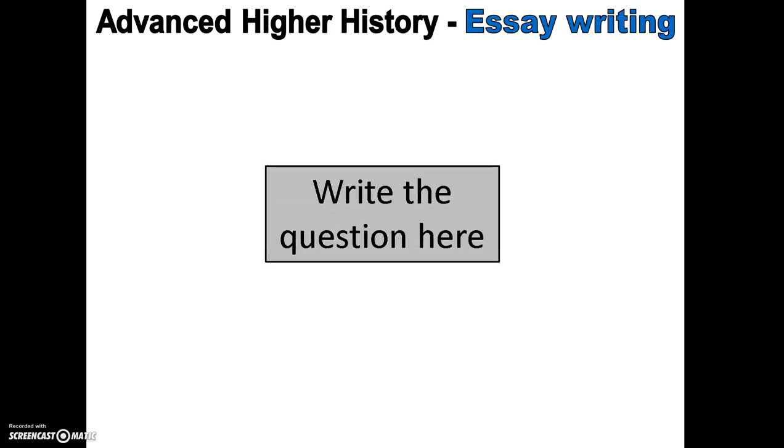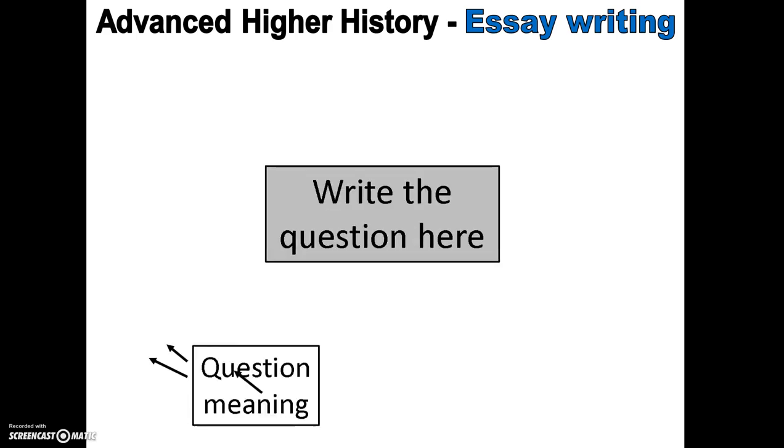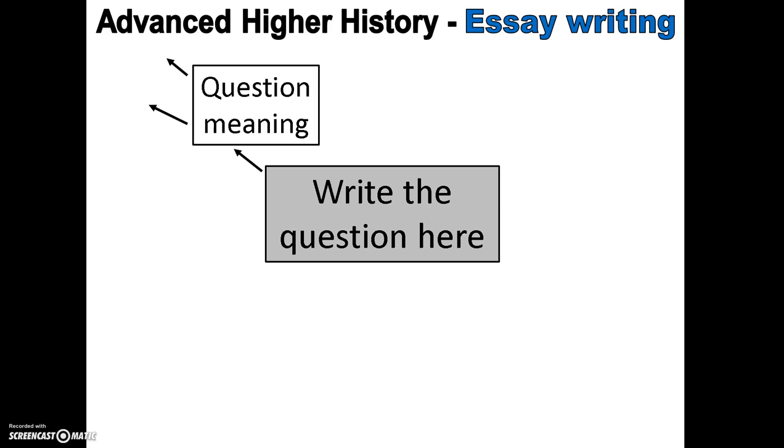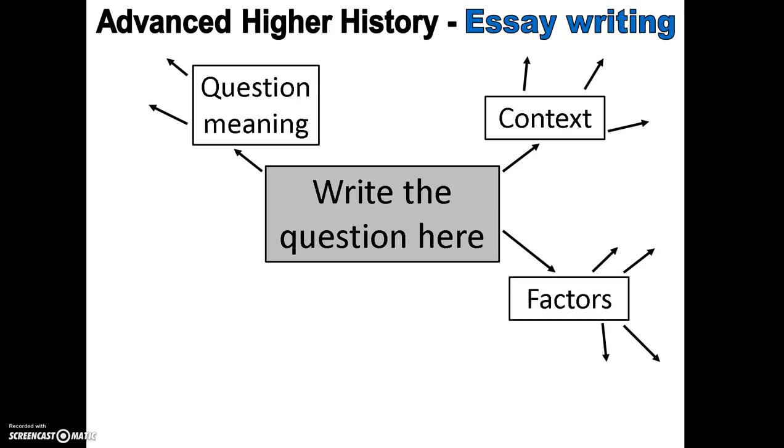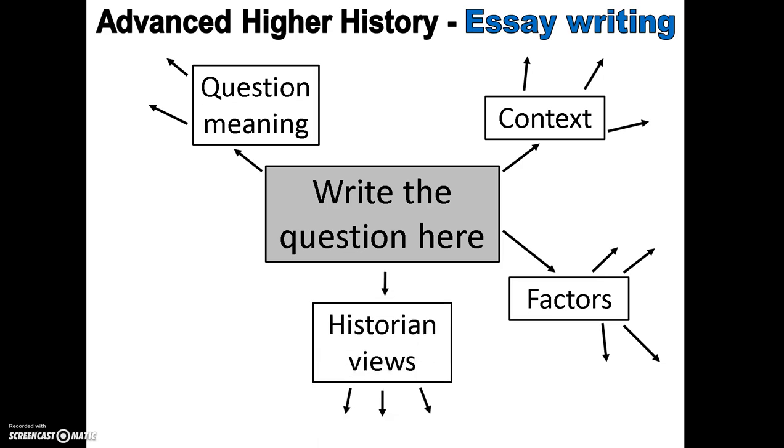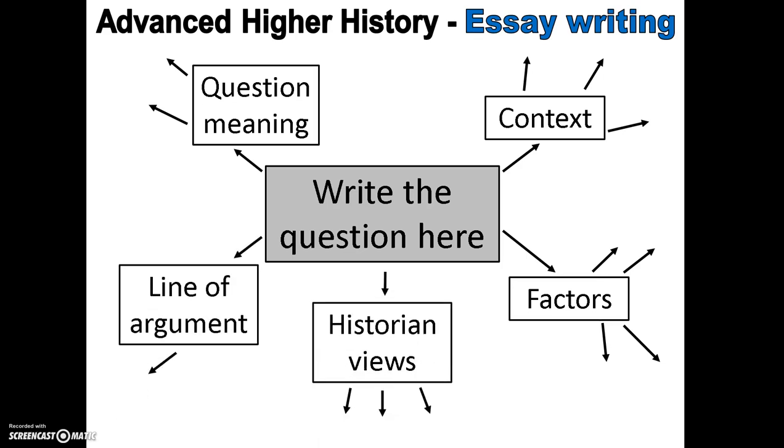One potential approach is to spread out your information like so. You can write the question in the middle. Then, firstly, you can consider what the question means, for example, dates or isolated factors, and any context that you know about the general period. You can think of the factors you might discuss, as well as historians' views associated with these, and finally what your line of argument is.